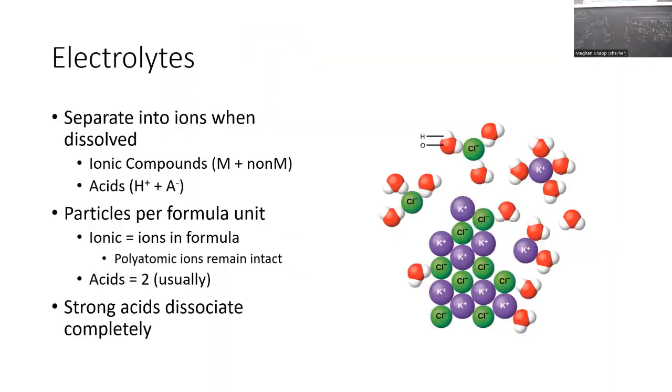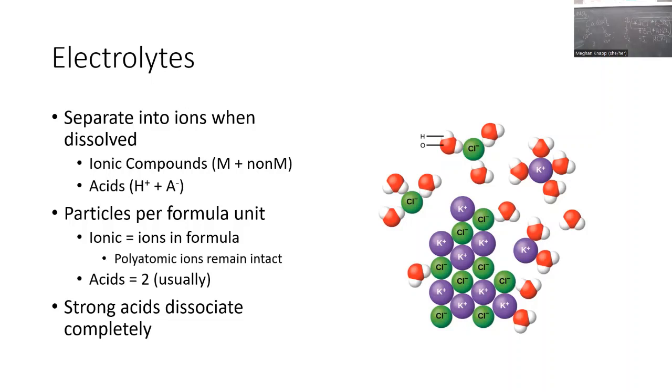So the electrolytes are separating into ions when dissolved. And we said ionic compounds are metals and nonmetals. They do that. But acids also do this, because one of the definitions of an acid is that it dissociates or separates to form hydrogen ions. Now, technically, when we get to chapter 14 or whatever it is, we're going to talk about how it's not really an H plus. But for right now, we're just going to keep it simple.